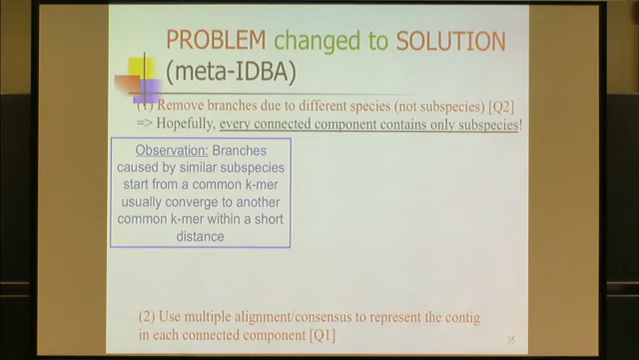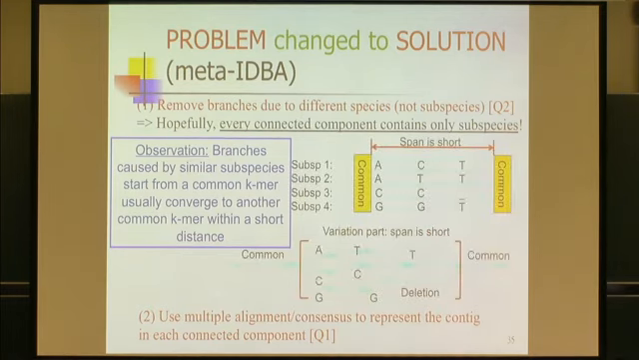Okay, let me give you an example. Maybe you will understand what I'm talking about. Now, we have 4 subspecies here. This part is common. These are the genomes. You can see that they only have like 3 positions that are different. Then they will come back to a common pattern again. So in other words, the span of the variation part should not be very long.